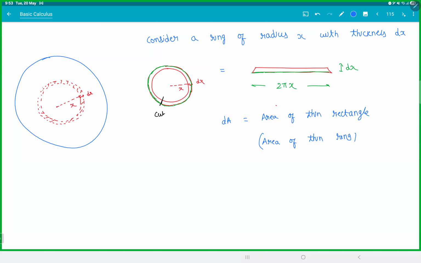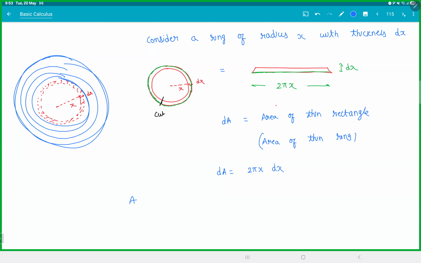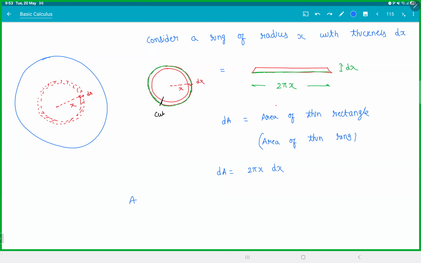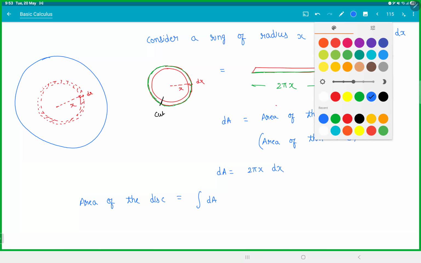So the area of this thing is length into breadth, which is 2 pi x into dx. This is the area of the thin ring. Now you want to find the area of the disk. If I add all these rings, won't I get the full disk? What do you mean by adding all the rings? Integration. So the area of the disk will be integral dA. Tell me one thing, where is the first ring starting from?